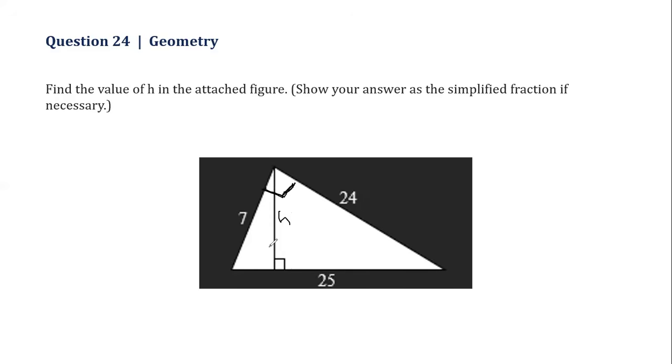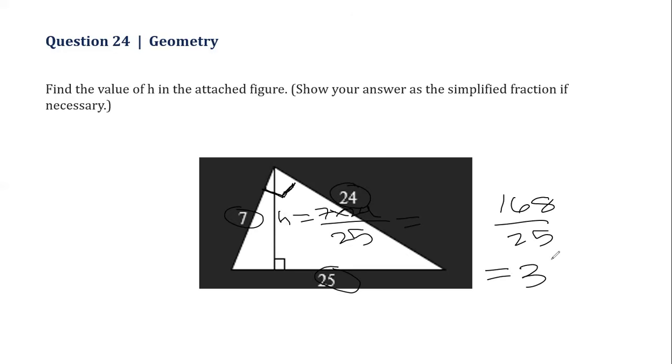So I'm just going to show you a shortcut method if you want to find the value of H. First, I'm going to multiply these, and then you're going to divide it by this. So 7 times 24, that should be 168 over 25. If you want a mixed fraction, that's 6 and 18 over 25. So that's the answer. Any questions?